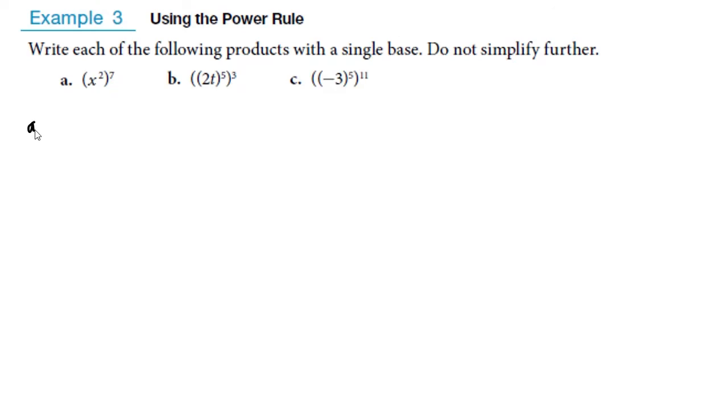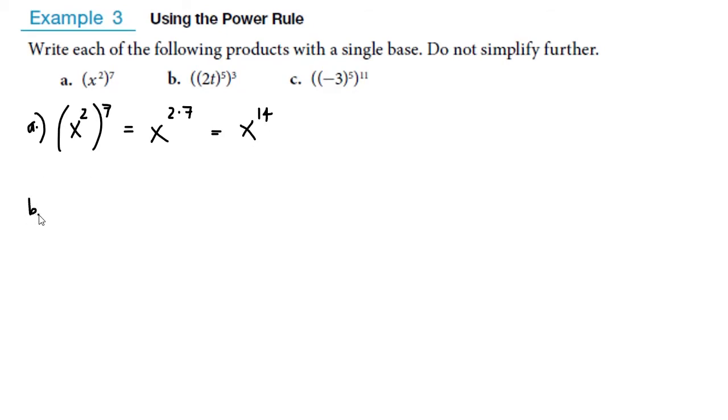In example 3, we're really asked to just apply the power rule. And it says write each of the products with a single base, don't simplify, you're just applying the power rule here. So here I have x to the power 2 all to the power 7, so that is x all to the power 2 multiplied by 7 in the exponent, so that leaves me with x to the power 14.